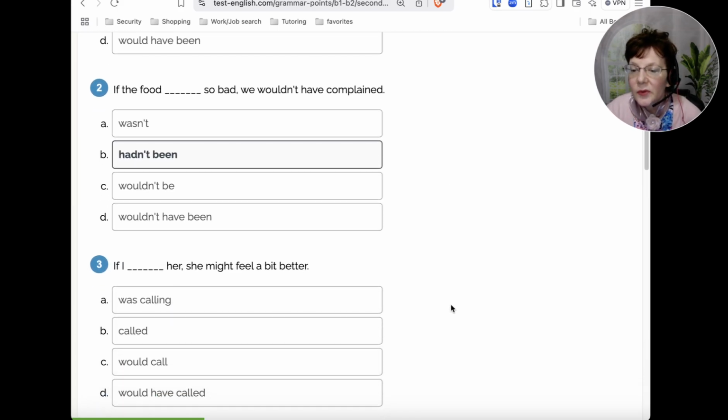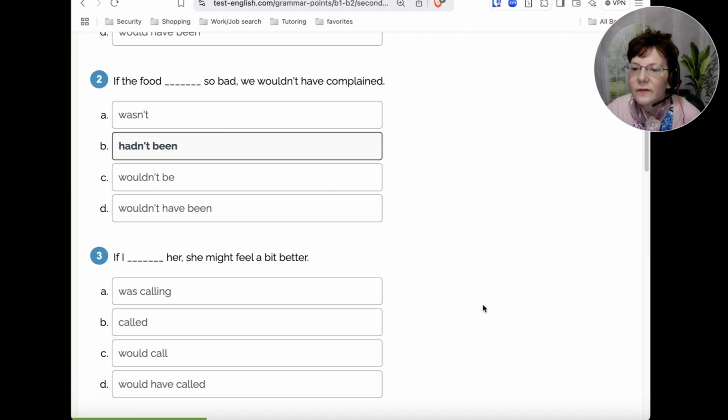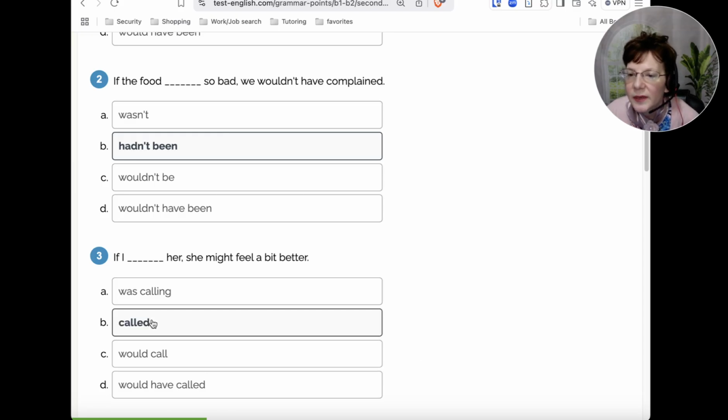Okay, number 3, "If I ___ her, she might feel a bit better." Okay, so this is second conditional. Was calling, called, would call, or would have called. All right, so if you chose option B, called, past simple, that would be correct.